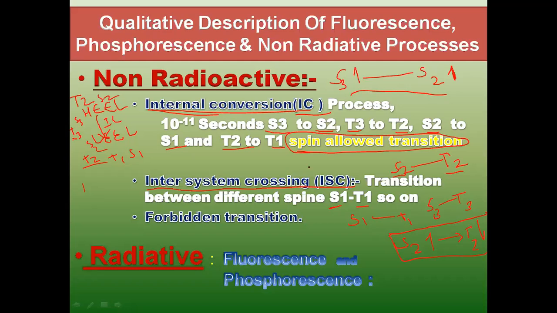So in this way you can understand the non-radiative process. Non-radiative process means there is no emission of energy, just converting this absorbed energy into heat. Next one is the radiative process. Radiative process means there is a loss of energy in the form of light, in the form of fluorescence, in the form of phosphorescence. Okay. So let's understand what these terms are.